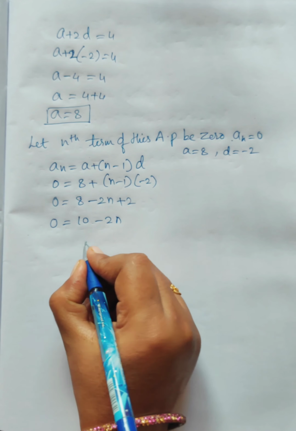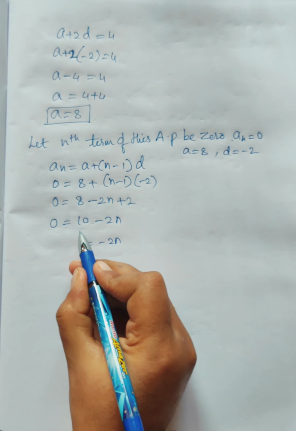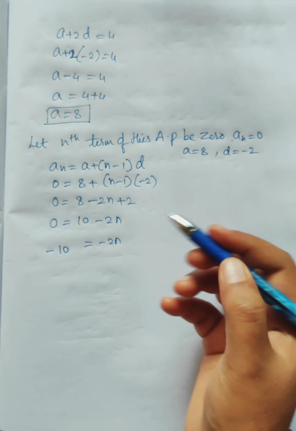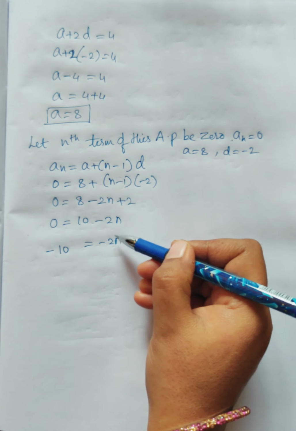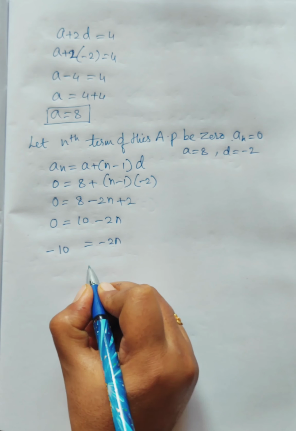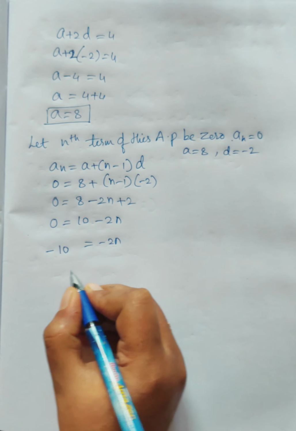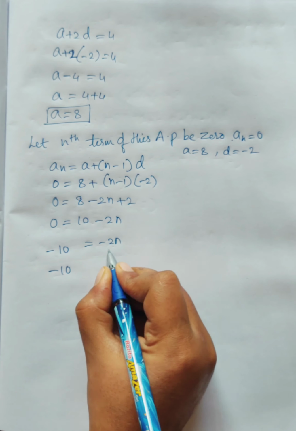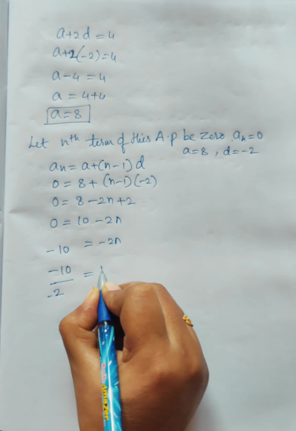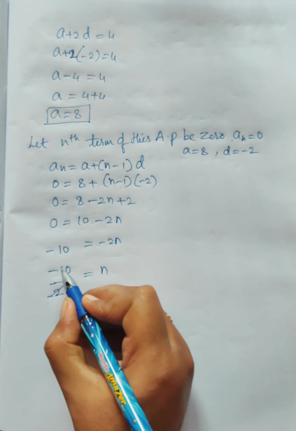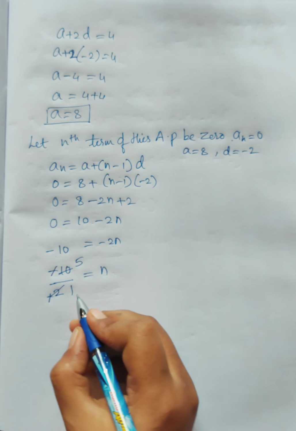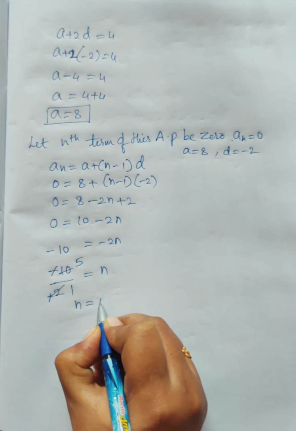So what you are going to do? Keep −2n as it is here, and shift this 10 to this side. When you are shifting, it will become negative. So to find the value of n, −10, and take this −2 into the denominator, so −10 by −2 is equal to n. 2 fives are 10, and the negative sign will get cancelled. So n is equal to 5.